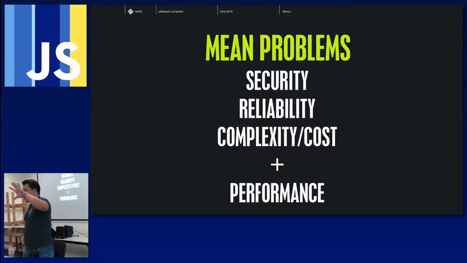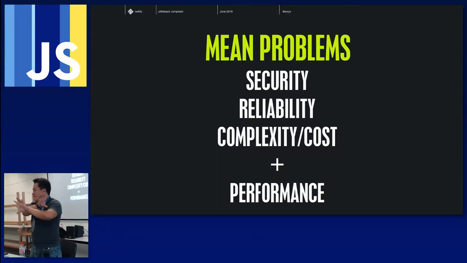So the MEAN stack actually worsened from the LAMP stack. It has the same issues of security, reliability, complexity, and cost, and then it added a performance problem on the front end.